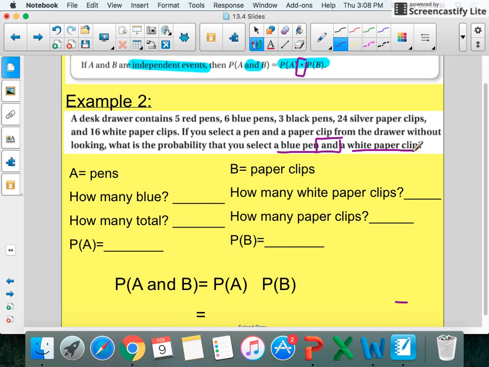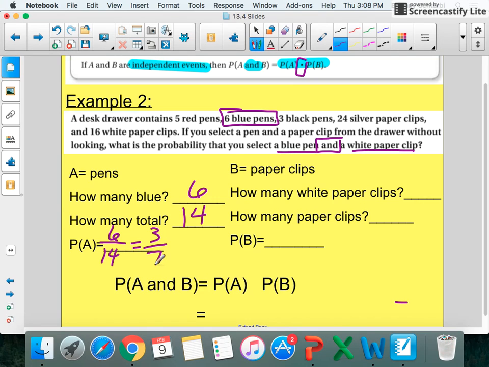So P of A, we're just going to pick. We could pick pens or paper clip. I just picked to do pens first. So remember, to get your probability, you have to do what you want over your total. So first we're going to figure out how many blue pens are there. There are 6 blue pens. And over my total, I've got 5 plus 6 plus 3 pens, which gives me 14 pens. So there's a 6 out of 14 chance that I choose a blue pen. And I'm going to simplify that to 3 over 7. So my fractions are already simplified.